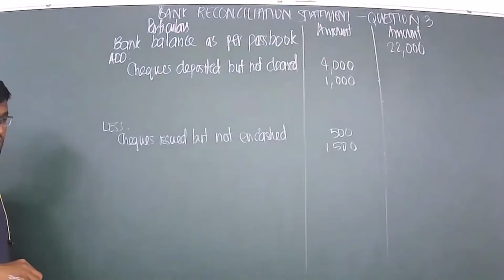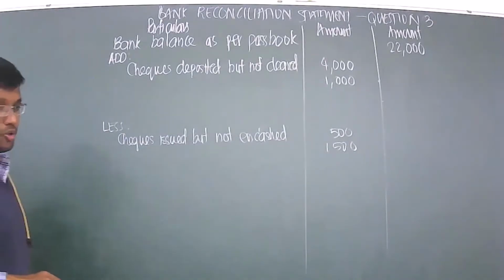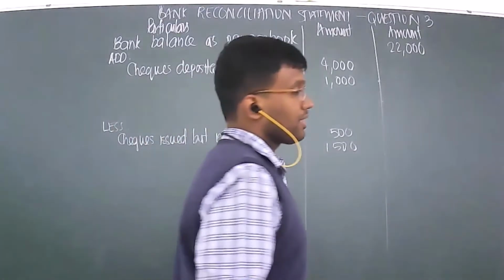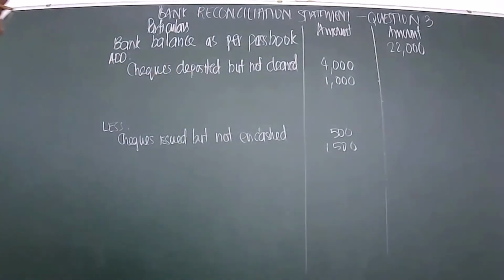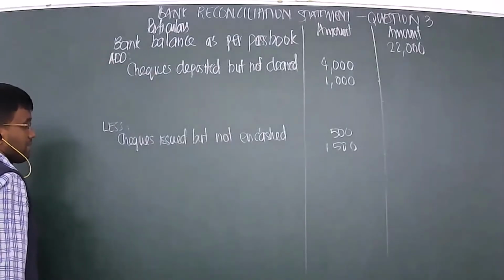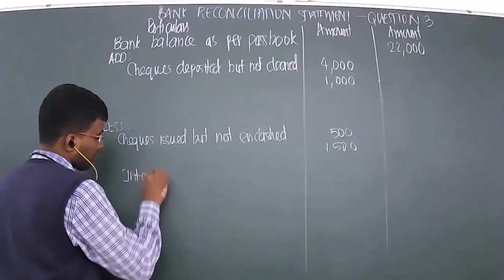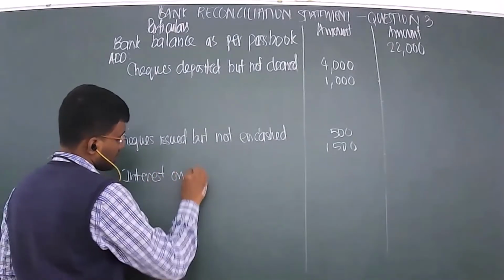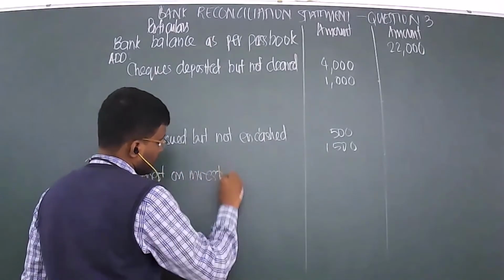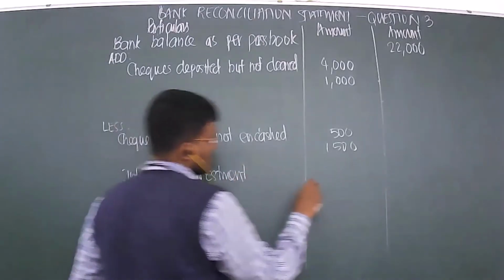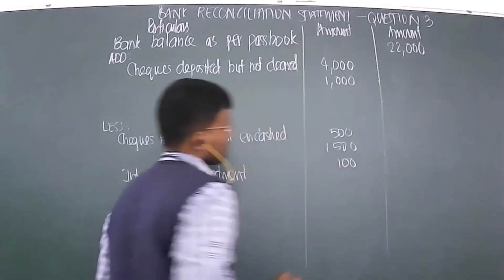Then what do we have? We have ₹100 that has been deposited by the bank as interest. So what is 100? 100 is nothing but interest on investment, and that is set 1. So interest on investment, this is ₹100.